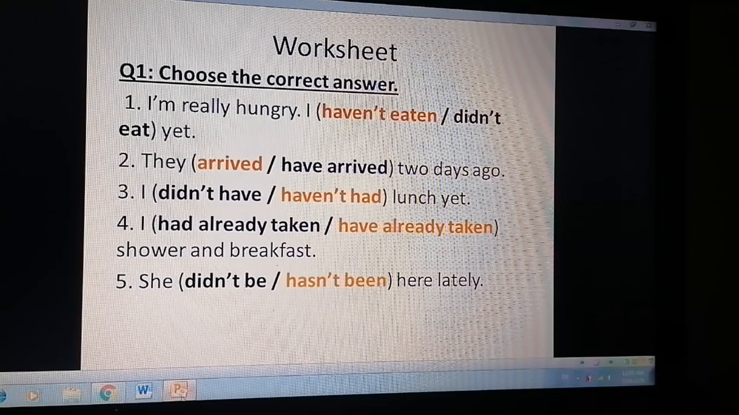The last one, she didn't be or hasn't been here lately. Lately is the keyword of present perfect. So the correct answer is hasn't been, not didn't be.